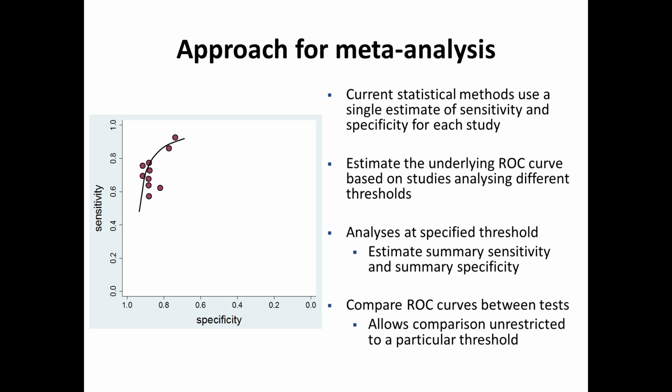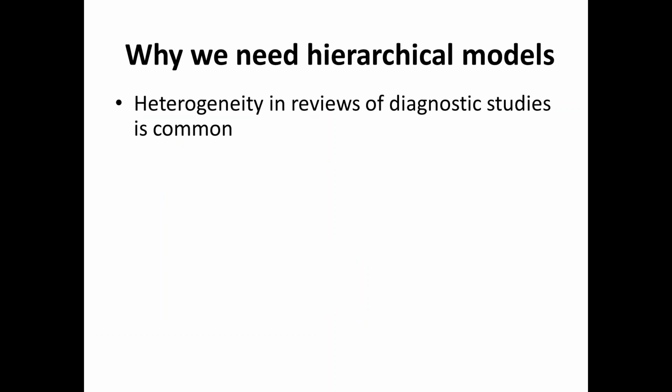And John mentioned that one of the primary objectives of a DTA review is to compare tests. So again, we can look at comparing ROC curves between tests, or if we do an analysis restricted to a particular threshold, again, we can compare the summary estimates of sensitivity and specificity.